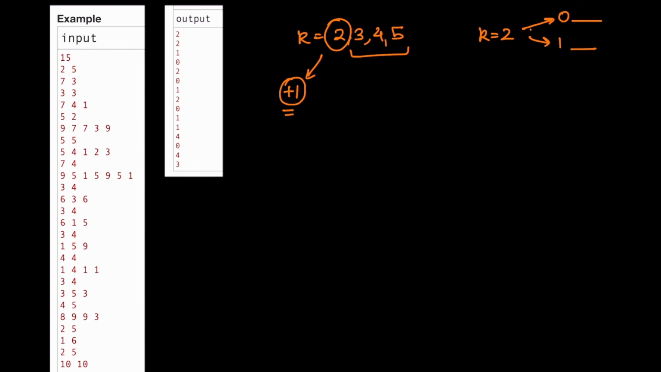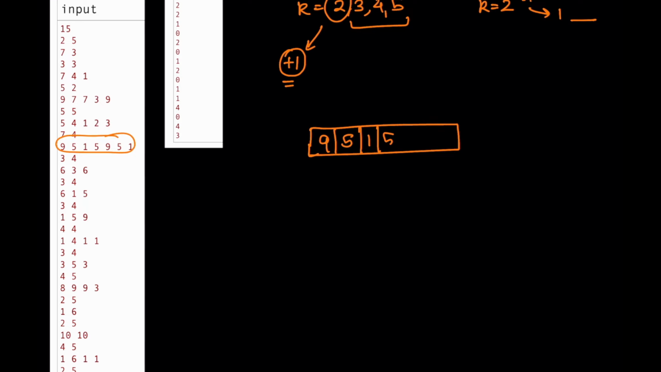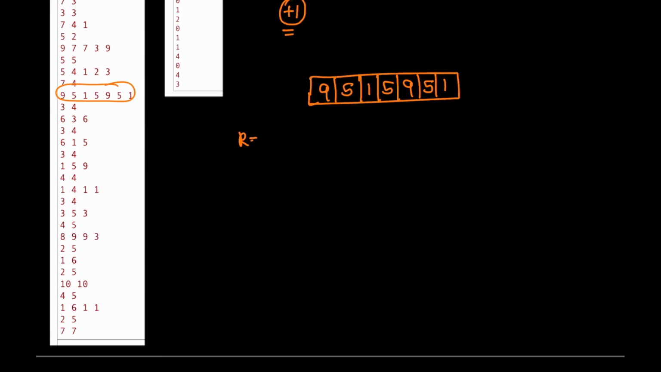So now let's understand the cases for all these 3 numbers by taking an example. I will take this example for understanding purposes: 9, 5, 1, 5, 9, 5 and 1. Right. So for k equal to 3, let's say I want to make this array divisible by 3. I already have the numbers divisible by 3. Now let's suppose I don't have those numbers. I have 5, 1, 5, 5 and 1.